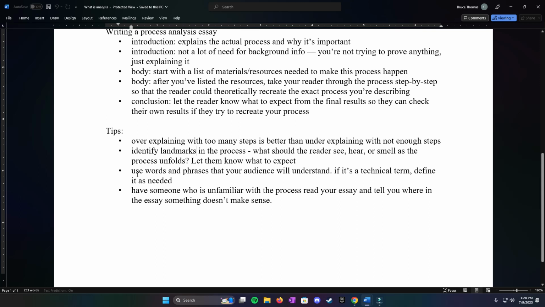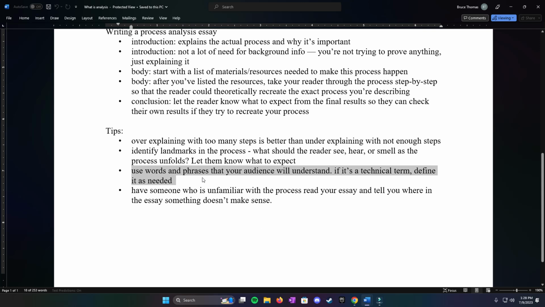Use words and phrases that your audience will understand. If it's a technical term, define it as needed. So I hesitate to use the phrase, but keep it simple, right?